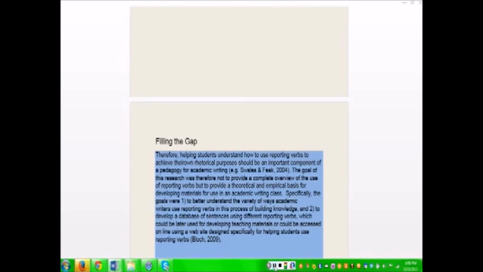And then the goals of the paper is to first better understand the variety of ways academic writers use reporting verbs, and then I'm going to specifically develop a database of sentences using these reporting verbs that provides them samples that addresses specifically the problem of understanding their meaning, and that they could use for materials that could be accessed on a website. And on this website, I'm going to present the rest of the criteria for choosing. So in this way, I feel that I'm successfully addressing the problem.